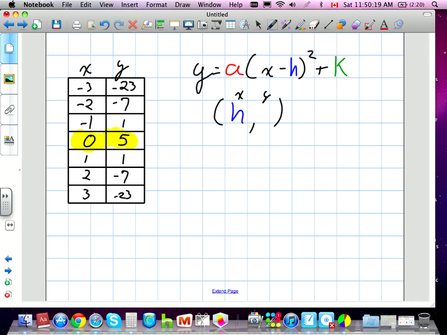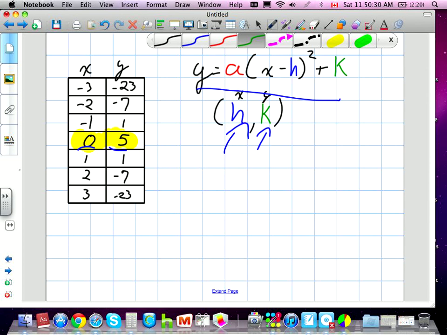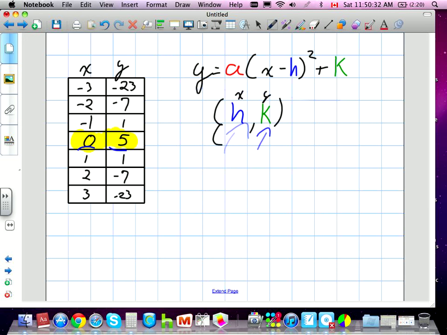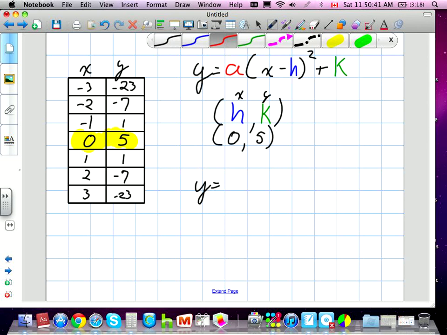So I can replace h and k with exactly the values of my vertex. Let's write them in underneath. The values of this specific vertex are 0 and 5, okay? So we're going to replace in this equation: y equals, I still don't know what a is, times x minus what number? Well, no, x minus 0. Yeah, that's right. h is 0, so x minus 0 squared plus 5.